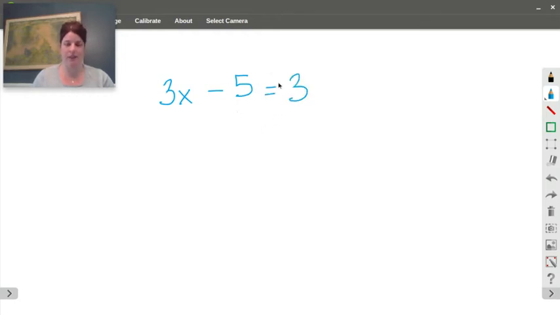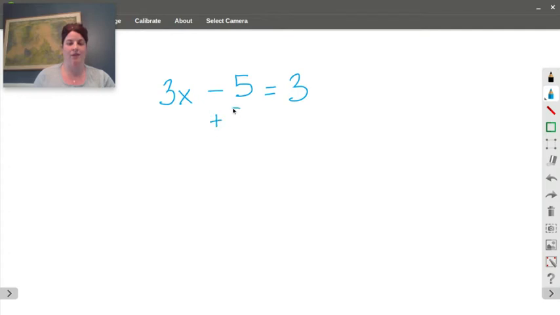Okay, we'll hope that this doesn't result in a big decimal. All right, so here we have 3 times x minus 5 equals 3. Normally if we were solving this problem, we would first multiply and then subtract. So to solve the equation, we do it backwards. We're going to take care of the subtraction first.